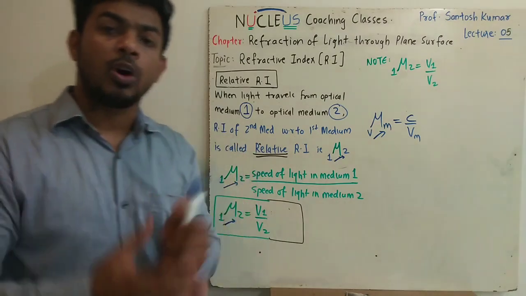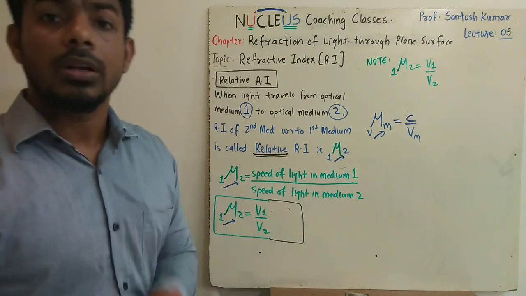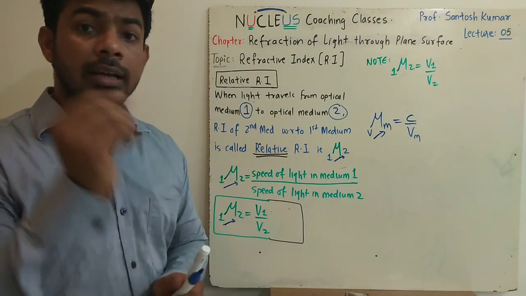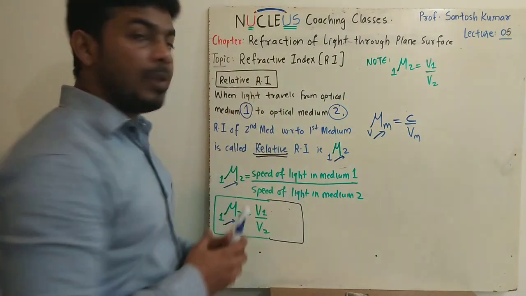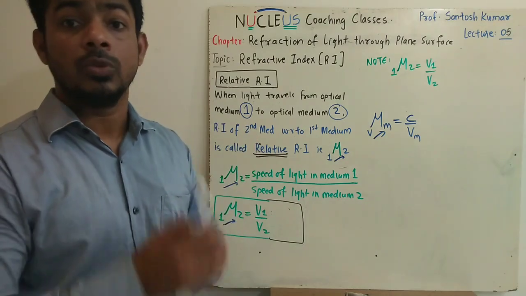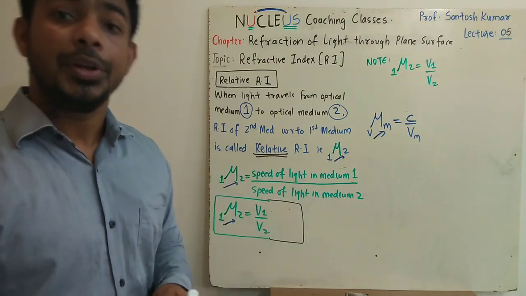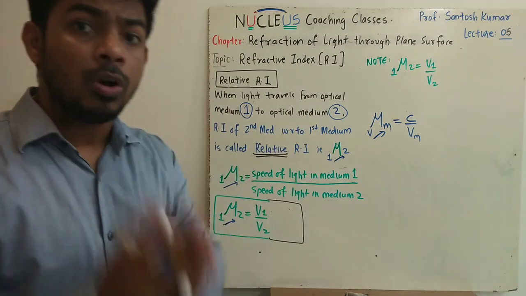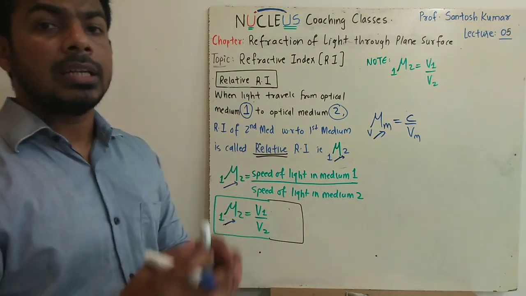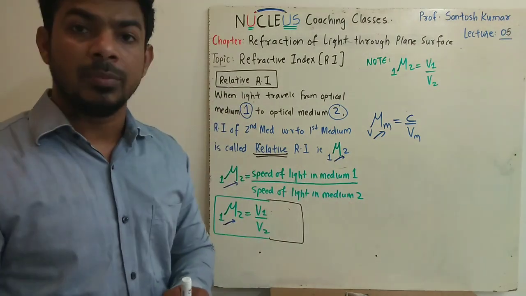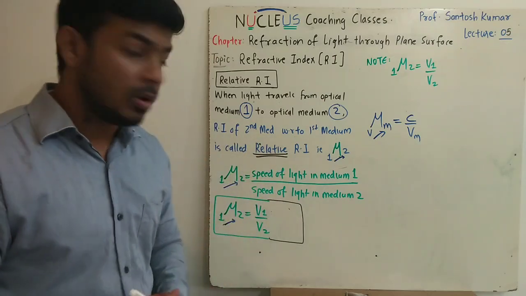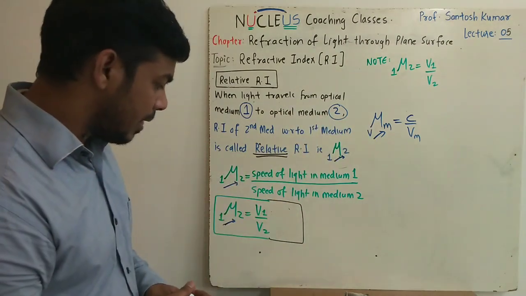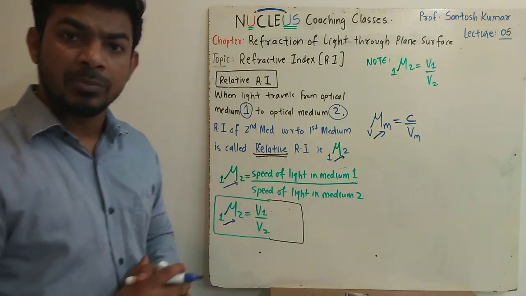Remember, whether we talk about absolute refractive index or relative refractive index, both are the ratio of two same physical quantities, that is speed. So refractive index is a unitless constant. It has no unit. When light travels from vacuum to a medium, it is an absolute value, always greater than 1. But when light travels from one optical medium to another optical medium, it will be a relative value, and this relative value can be more than, less than or equal to 1. I'll explain it later. As of now, the value of mu 2 of 1 will be V1 by V2.